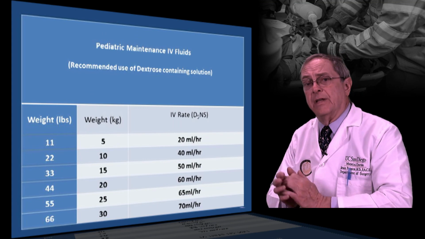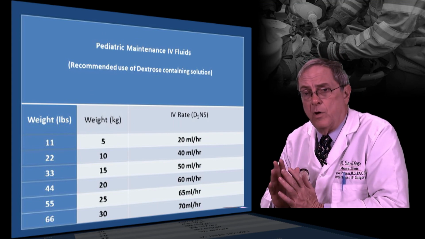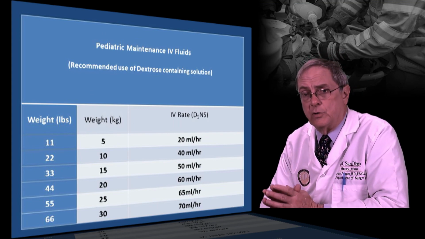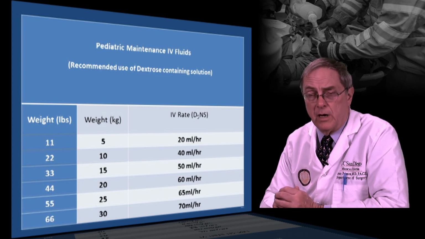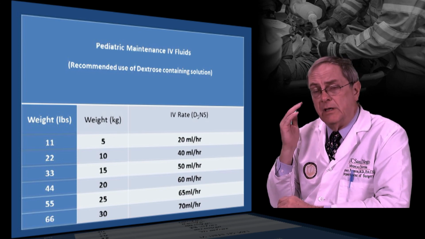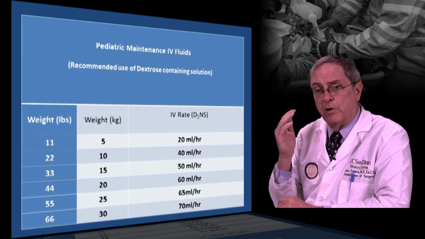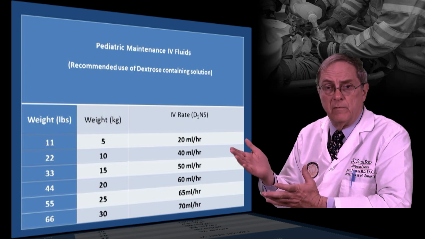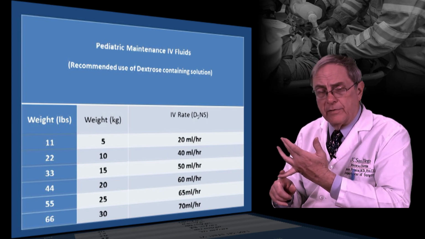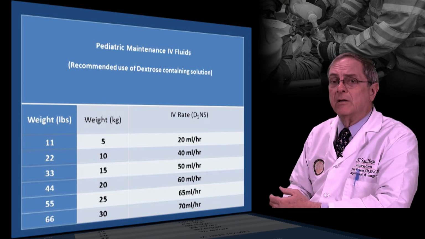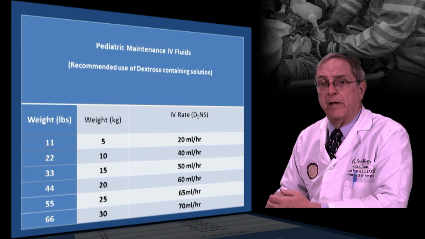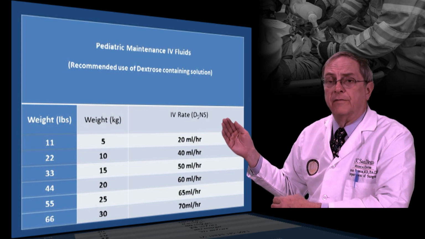This is a second chart that I want you to look at, and this is for children. Children really need to have IV dextrose running all the time. And the reason is the patient's brain runs primarily on carbohydrates when they're very young. They don't do very well if they're running on ketones. They don't do well running on proteins. And as a result of that, we need to have a maintenance fluid of dextrose running.